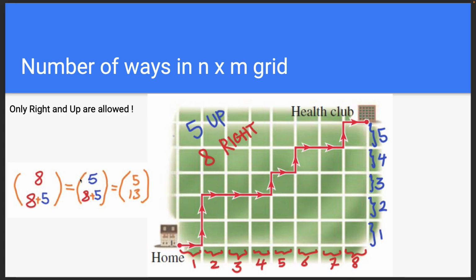I should correct that. It means 5 out of 13 upside down. But I don't understand why 13 choose 8 is equal to... It's actually upside down, so it's choosing 8 from 13. Okay.